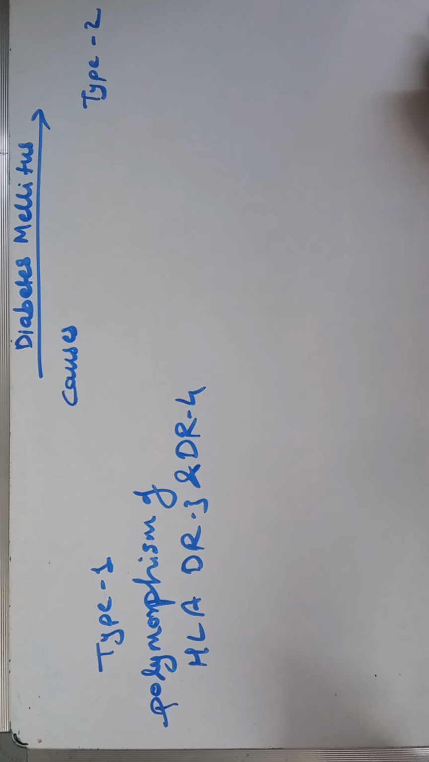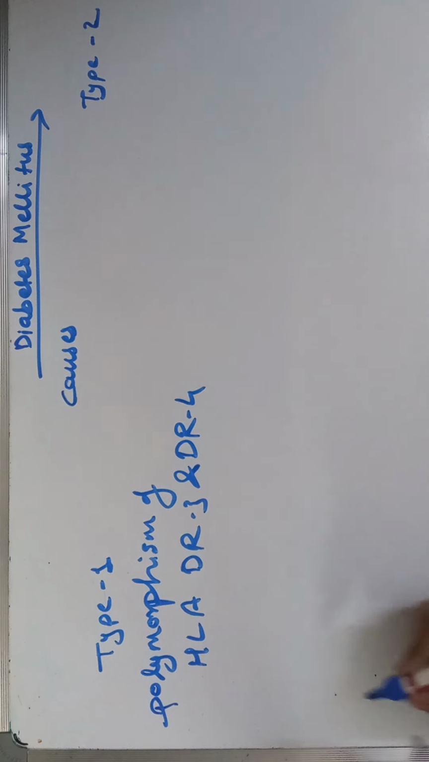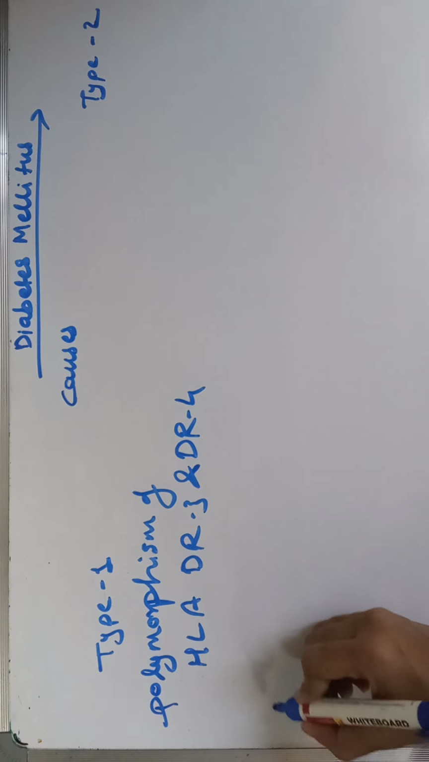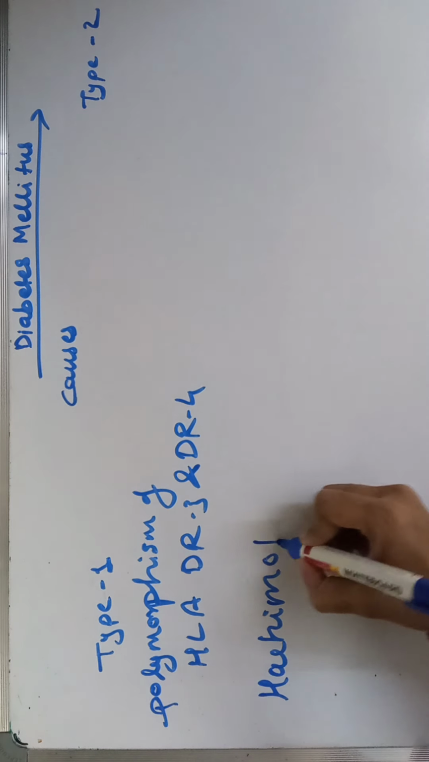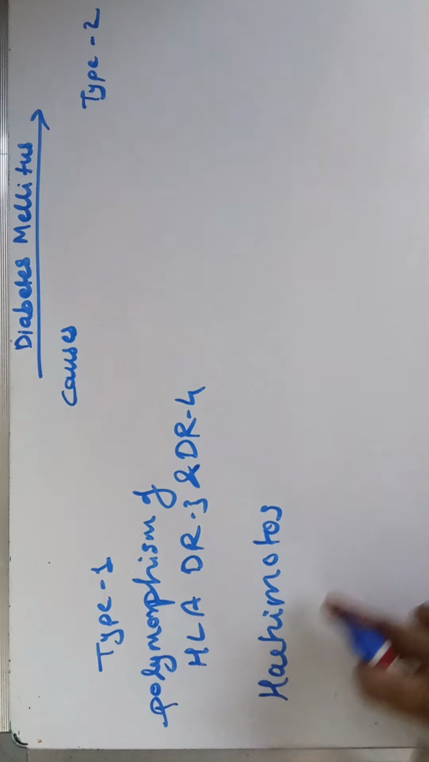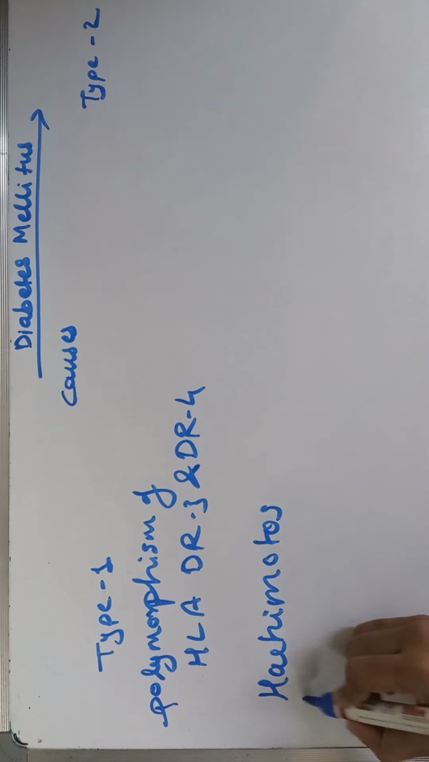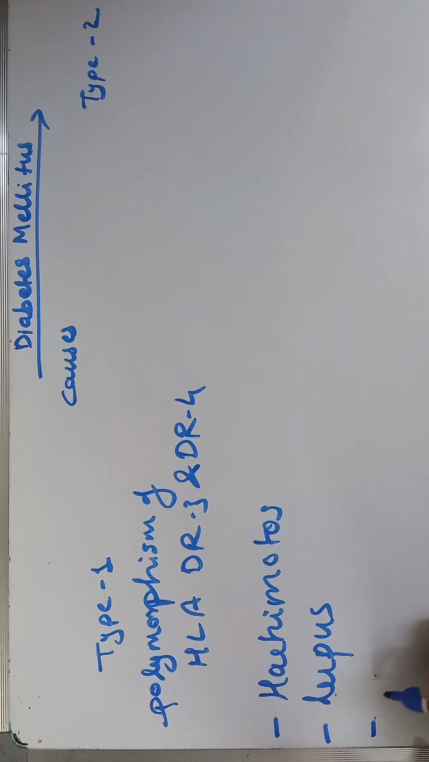Type 1 is caused by polymorphism of HLA, DR3 and DR4, and some diseases are associated with this, like Hashimoto's. If there is such a disease, obviously it creates diabetes type 1. Hashimoto's, lupus and celiac disease. What is type 2 diabetes?